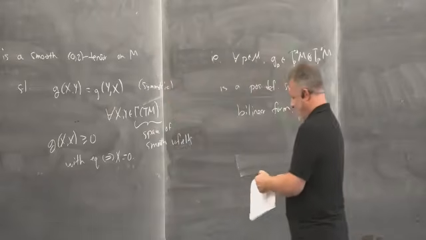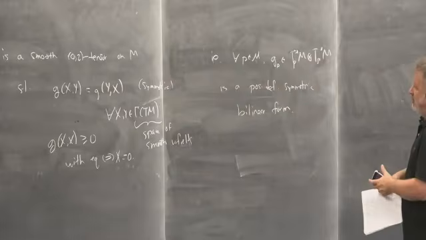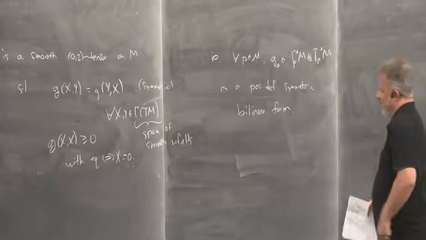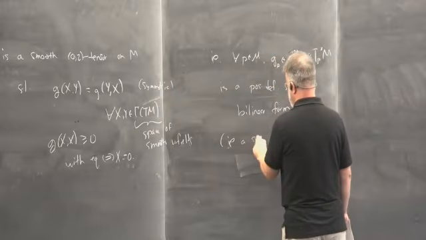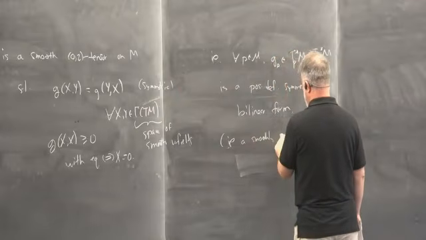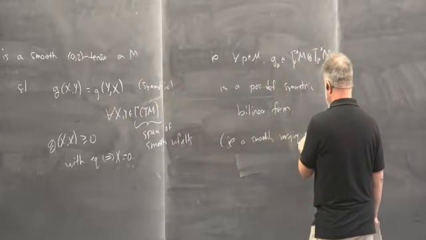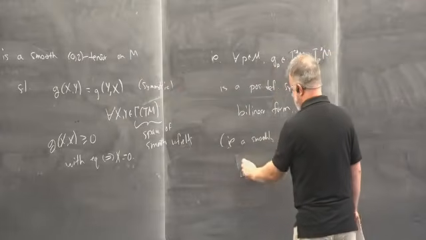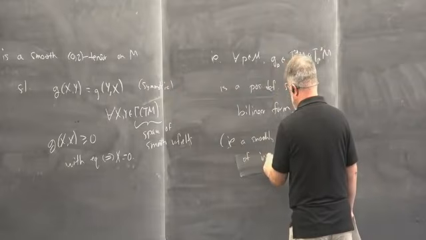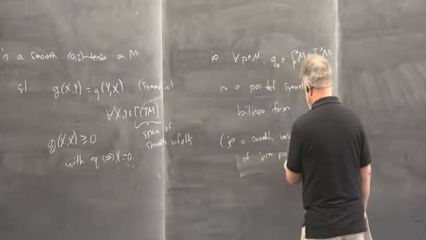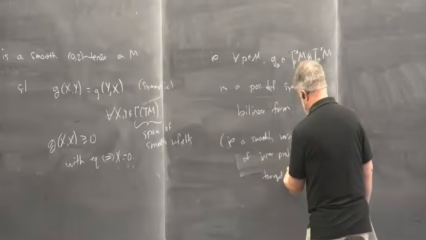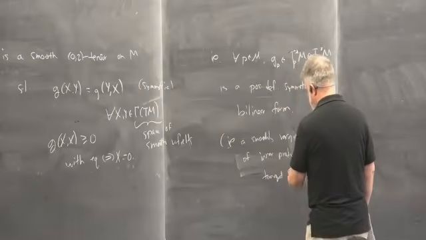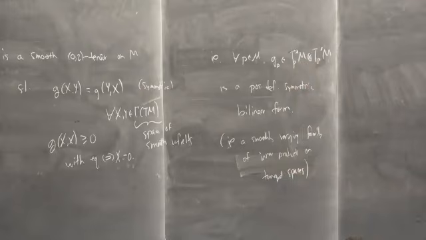Okay. Sorry about that. So this is the definition of a Riemannian metric. In other words, a smoothly varying family of inner products on the tangent spaces. Okay, so if we just have a smooth manifold, it doesn't come equipped with a Riemannian metric initially, right?